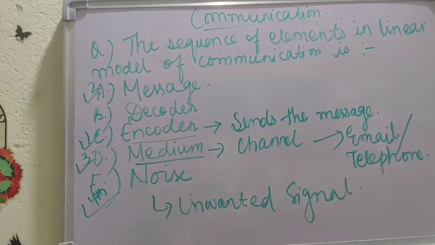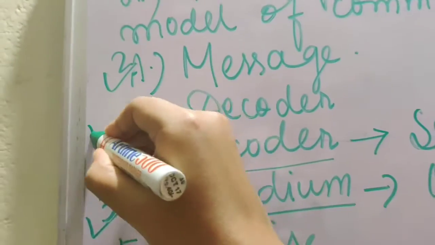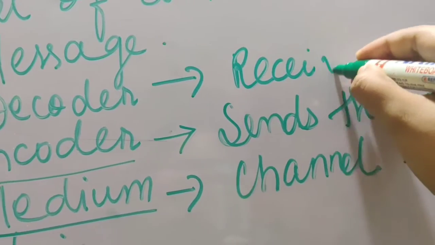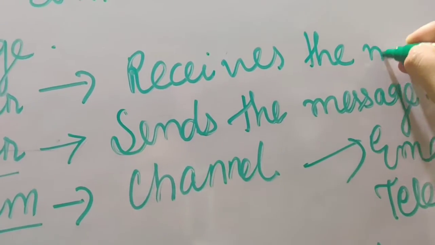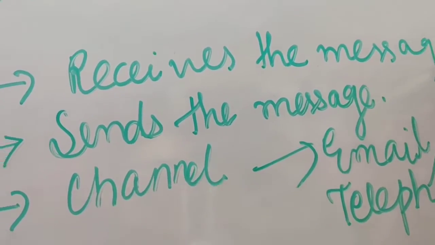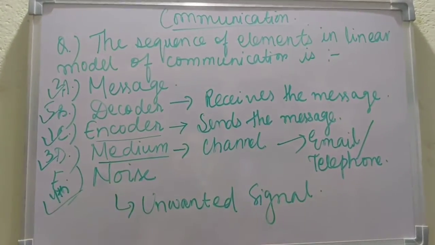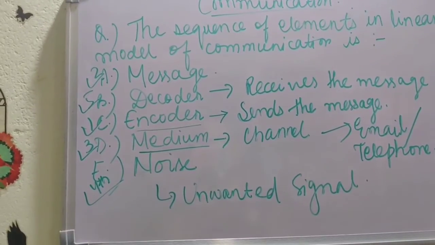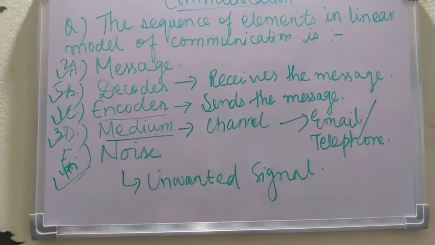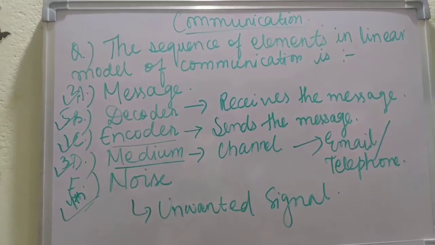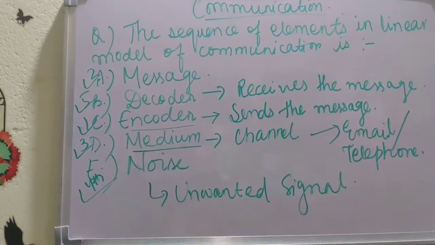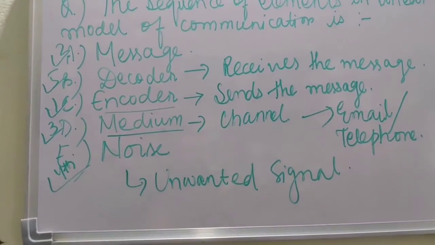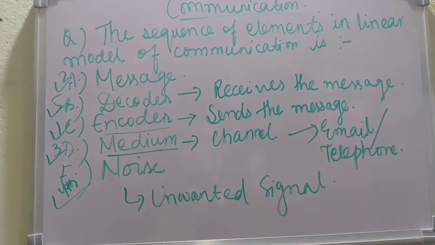Now the last element is decoder. Now who is a decoder? Decoder is a person who receives the message. This is the last element of linear model of communication. Now see, in the steps, you can see that there is no feedback, because in linear model of communication, there is no feedback involved. Linear model of communication is a model of communication which does not involve any feedback.